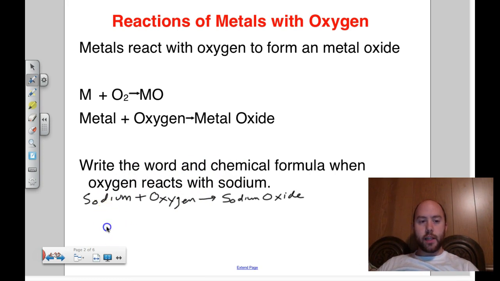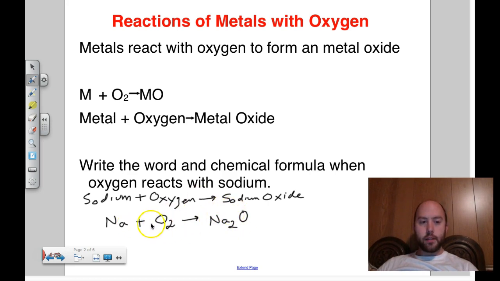So sodium is Na. Oxygen's diatomic, O2. And then sodium oxide. You have to balance the charges. Na is +1. Oxide, O, is -2. So I need 2 sodiums, 2 positive ones. So Na2O.